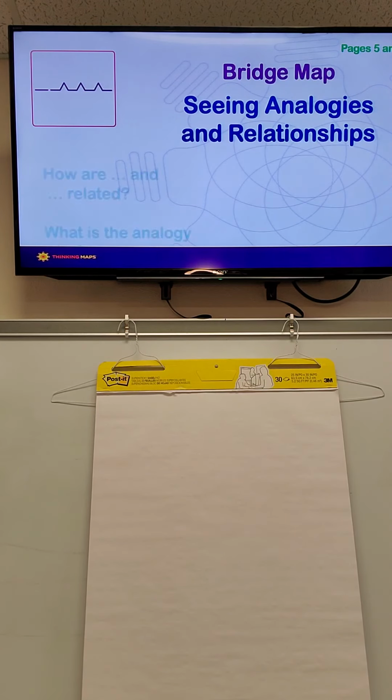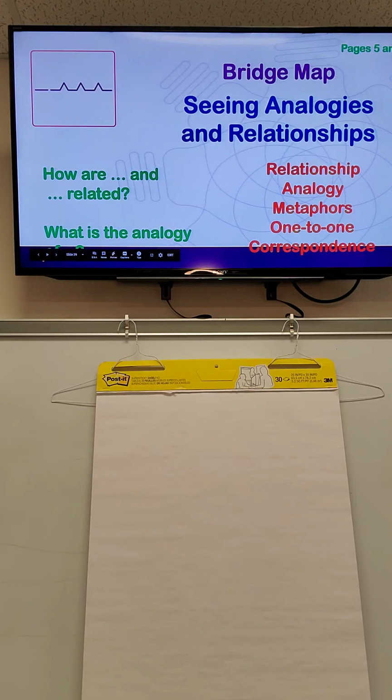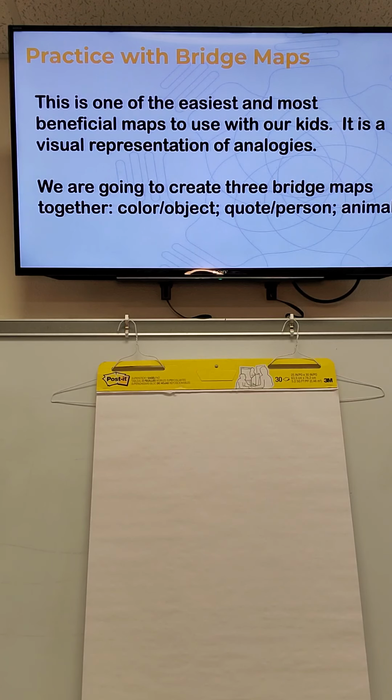Some things you might hear: how are blank and blank related, or what is an analogy of. Some things that you might hear are relationship, analogy, metaphors, one-to-one correspondence. Bridge maps are amazing. Like I said, it's one of the most beneficial maps as far as I can tell because it visually represents those analogies and builds their vocabulary and their use of manipulating language. So we're going to create 3 bridge maps together.